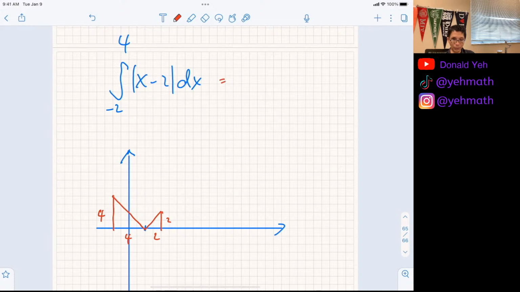So it's equal to 1/2 base times height. This is the area of a triangle, 1/2 times 2 times 2. So that's equal to 2, and the other one is 8, so 8 plus 2. That's equal to 10.